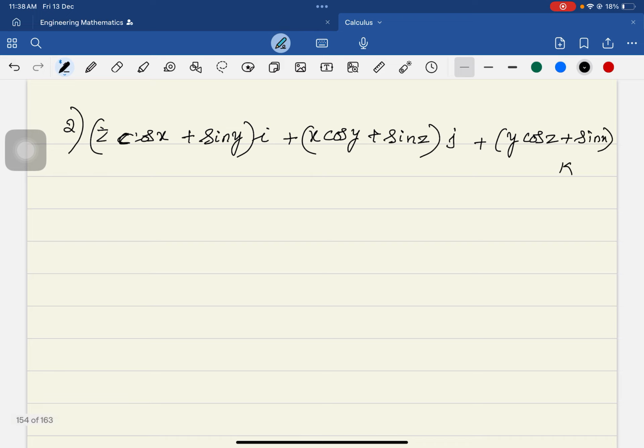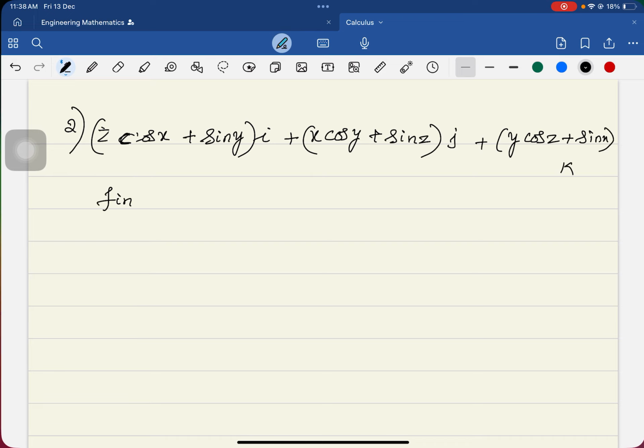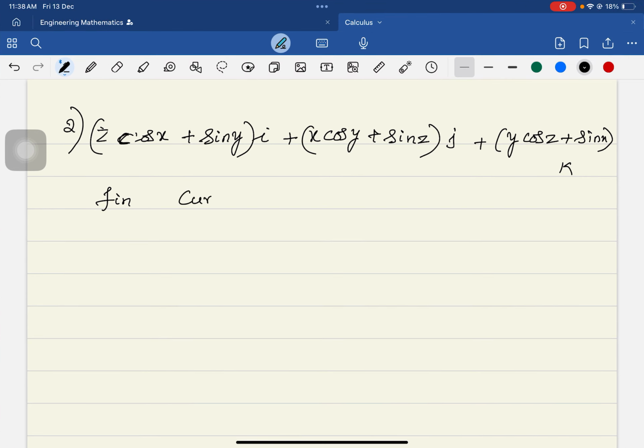So find the curl of the vector field f. Can you do this? Please wait for the next video to solve this problem. If you are able to get it, fine, it's a great thing. Otherwise, wait for the next video lecture.